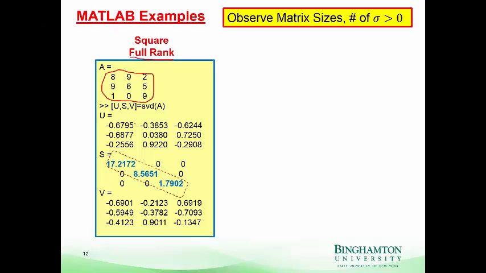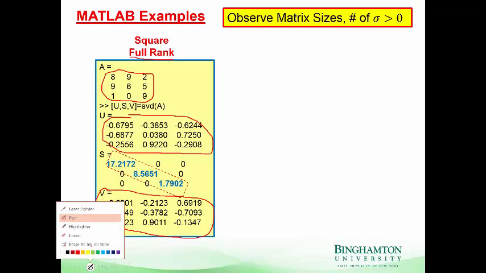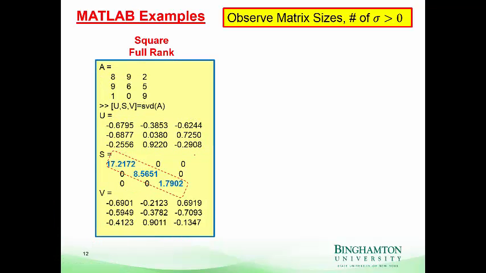So here's our U matrix, which is orthogonal. Here's our V matrix, which is orthogonal. We can't really easily see that those are actually orthonormal columns, but let's look at the S matrix. For the square case, all three of these matrices have the same dimension as the regular A. We saw that in our general results.